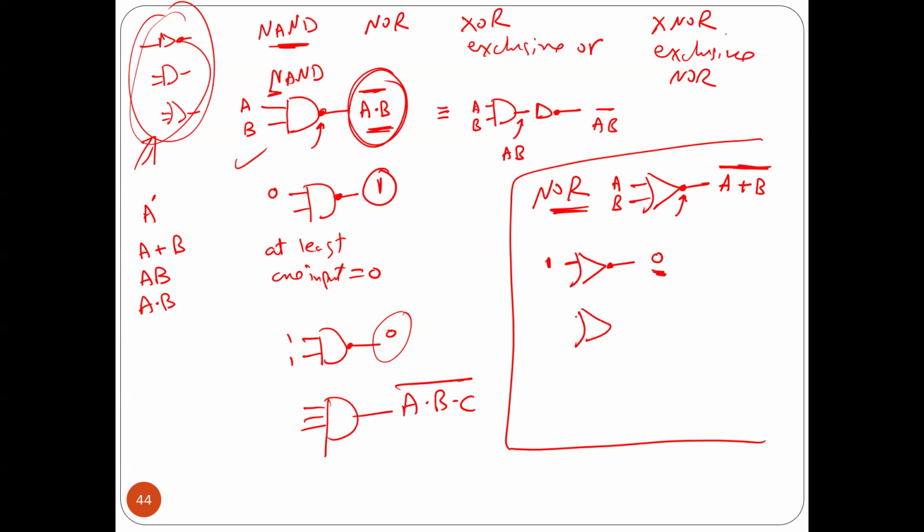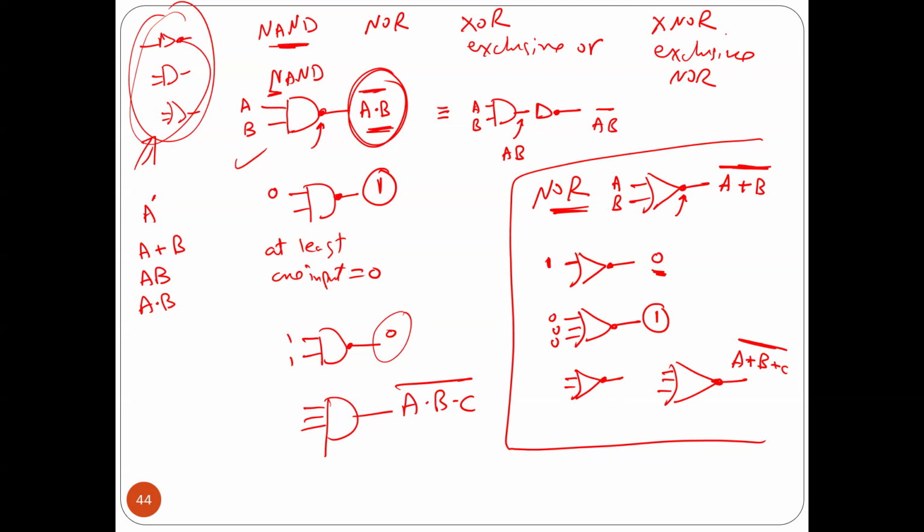One more thing here. If all inputs are zeros, we're going to get one here. And this is the only case we can get one, when all inputs are zeros. Also, you can have two inputs, or you can have more than two inputs. If everything is the same, it works the same way. So in this case it is A or B or C, everything inverted. Any questions?